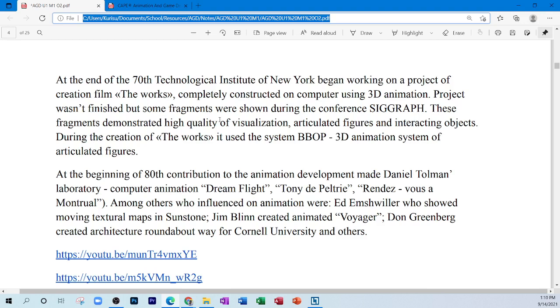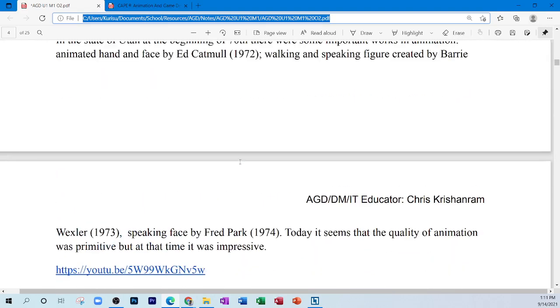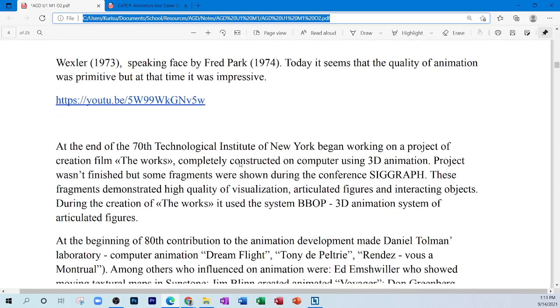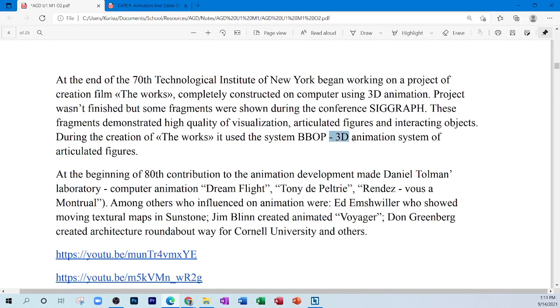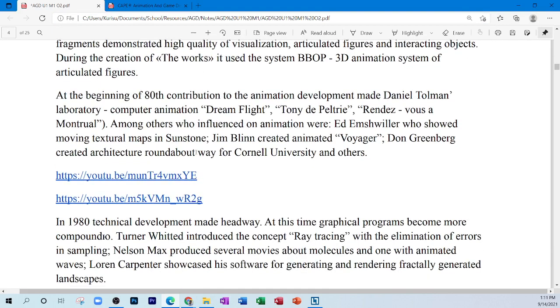Good, very good. So we're looking at what is basically leading up to what we are today. Technology, they started with computers, animating with computers, designing on the computer. Obviously they started off with 2D, and then they started experimenting with 3D.